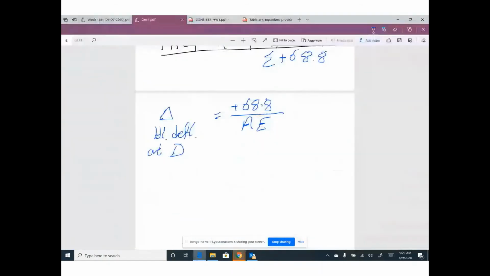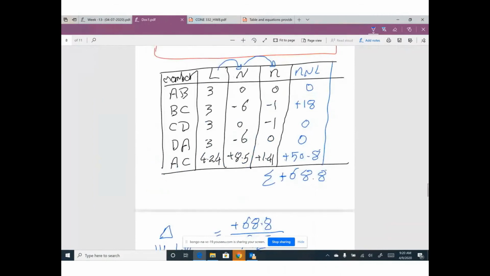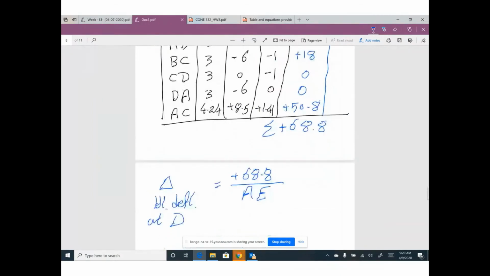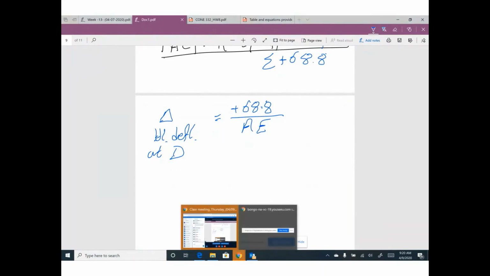So this method is very fun. It takes a little bit more time, but it's very easy if you can solve the trusses. And to set up your table, just piece of cake. But your final answer is positive 68.8 EI. AE, I'm sorry.